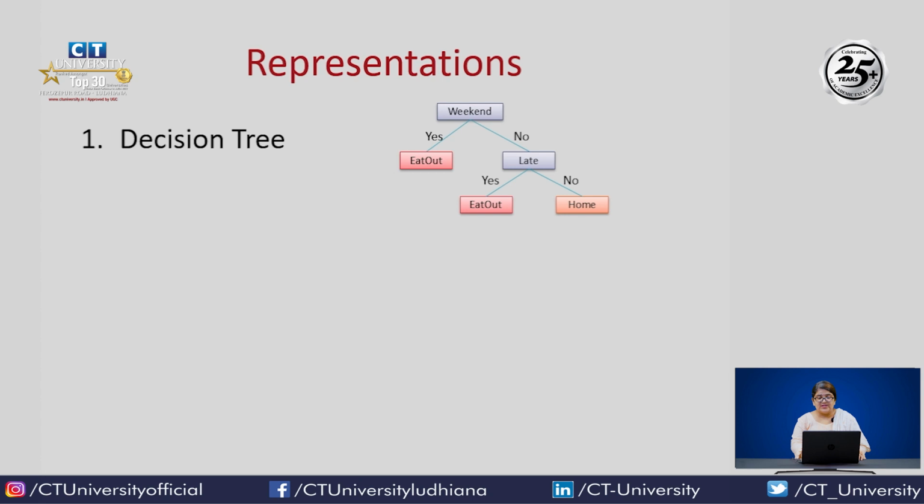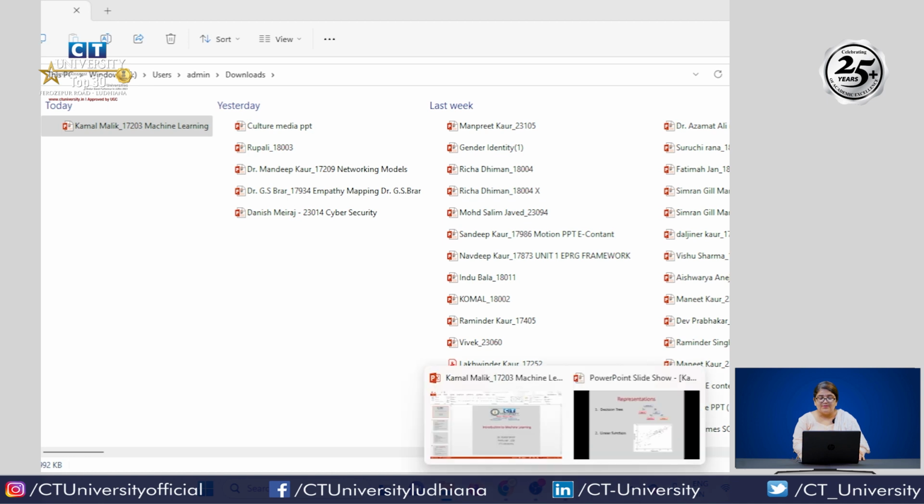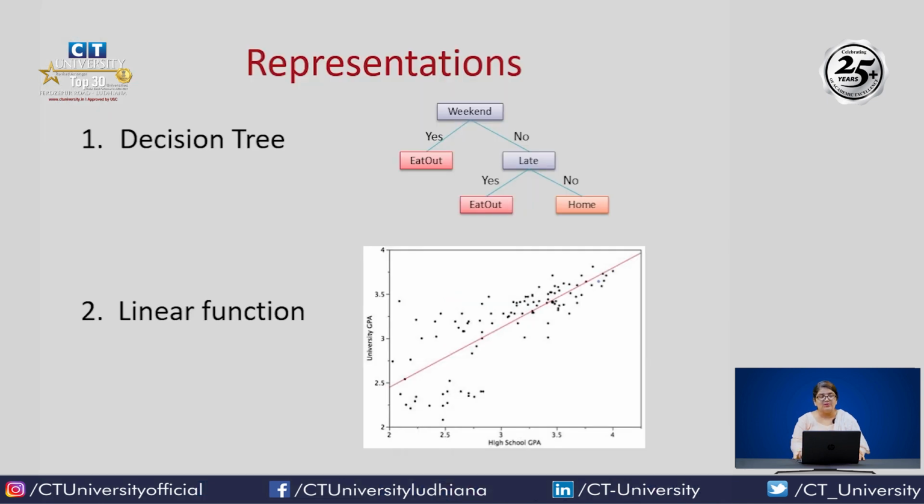Now there are a few representations: decision tree, linear function. Now, what is a decision tree? If you say, yes, today is a weekend, and it's Saturday night, you will go eat out at some restaurant or hotel with your family. But if it is not a weekend, then if you are late, yes, you will eat out. If you are not late, you will say, let's cook at home, so we will remain at home. This is the way we are going to take the decisions.